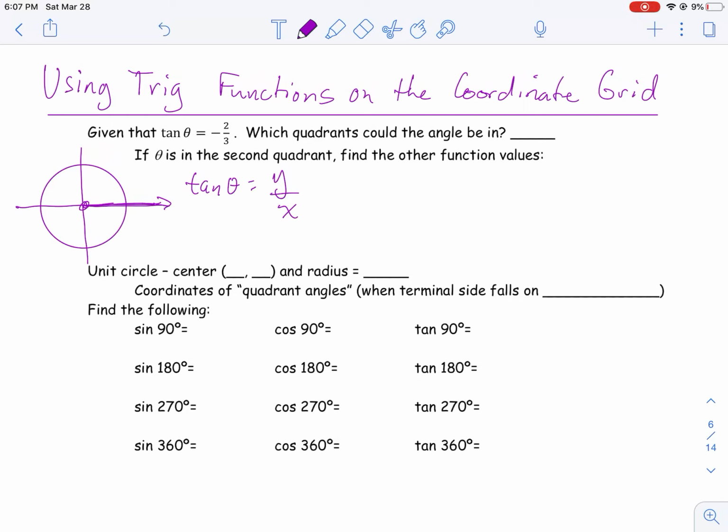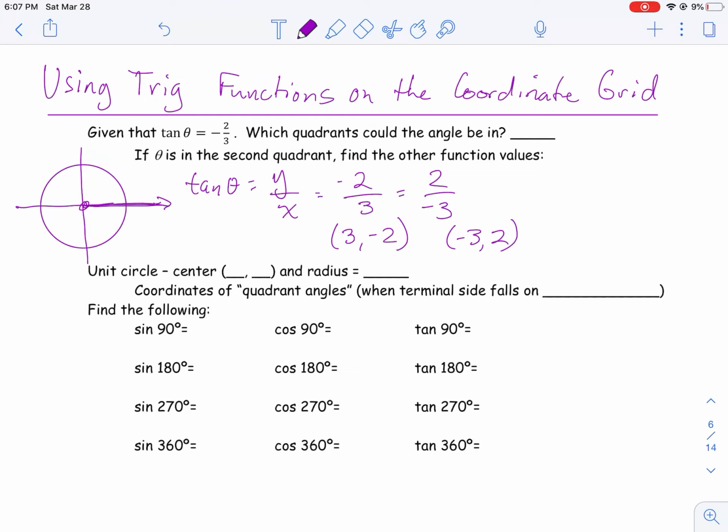What to do with that negative sign? You actually need to put it either with the y, negative 2/3, or with the x. It can be in either place. So if it's with the y, this x is 3. We can think of this as the point 3, negative 2. We can think of this point as negative 3, 2. Now this is technically a ratio, so there would be other possibilities, but I'm just going to go with this one.